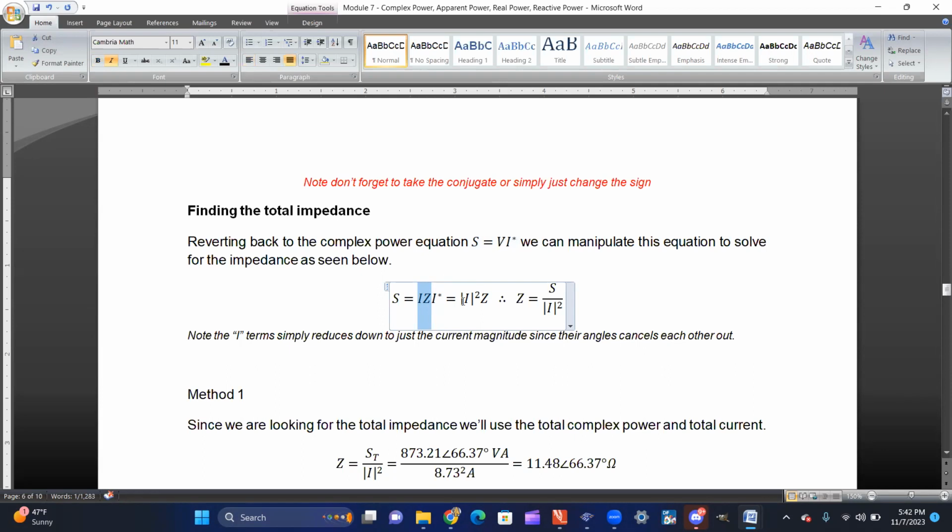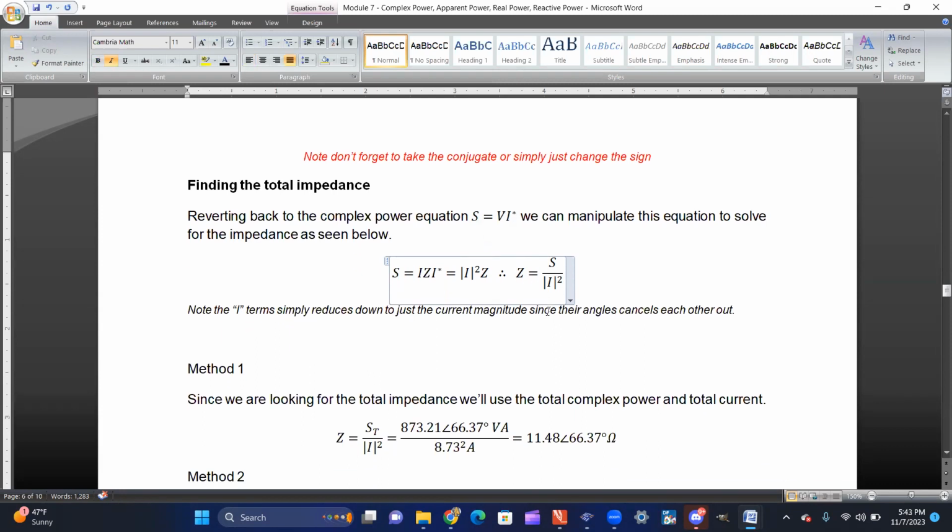Therefore, when you look at I and multiply times the conjugate of I, the angles cancel out, because you're going to have one angle that's negative and the same angle that's positive. When you add them together, they're going to cancel out. So pretty much you're left with just the magnitude squared times Z. Therefore Z equals the complex power divided by the magnitude of the current squared.